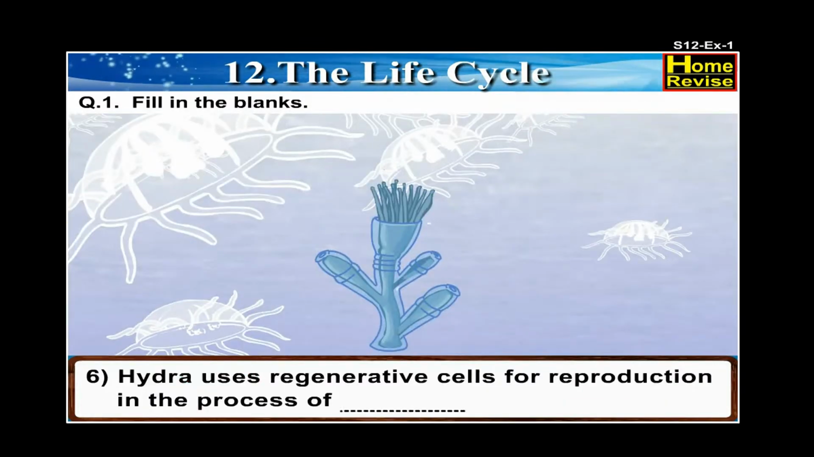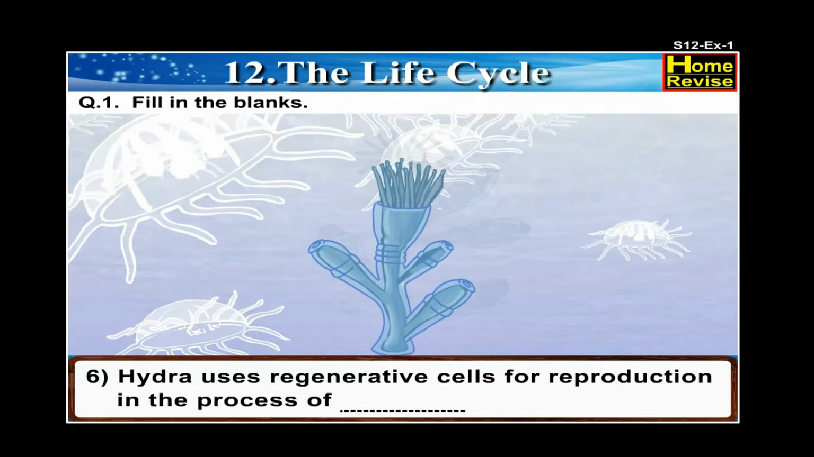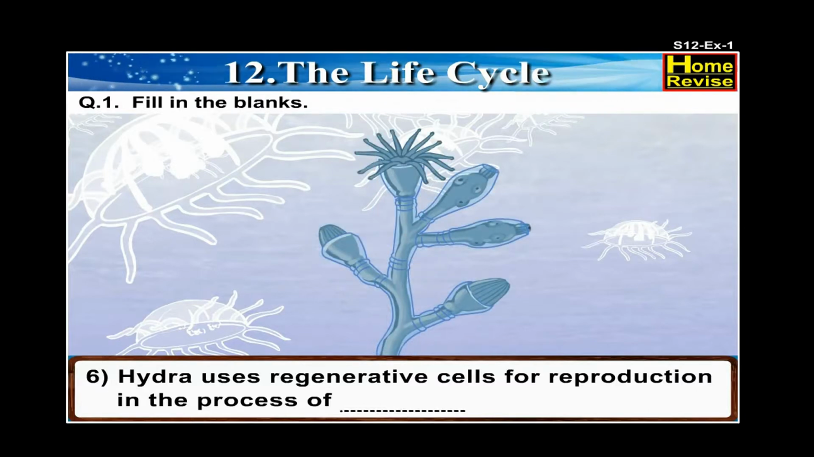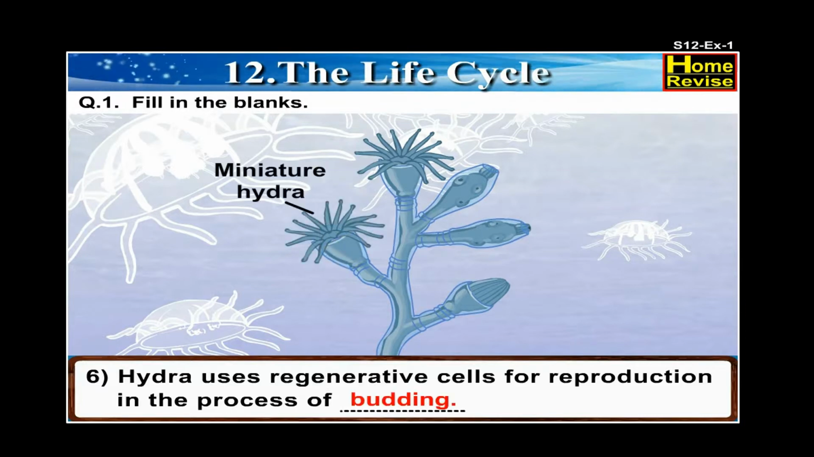6. Hydra uses regenerative cells for reproduction in the process of dash. The answer is Hydra uses regenerative cells for reproduction in the process of budding.